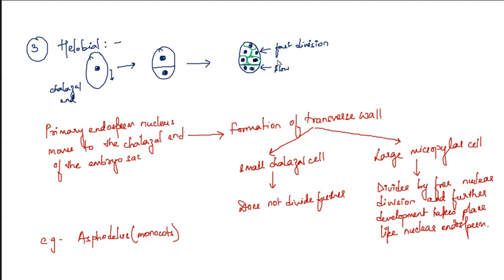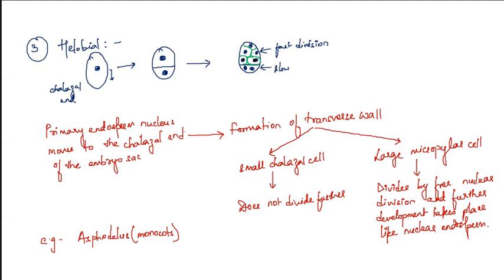So see the formation of transverse wall, there is a small chalazial end and the large micropylar end. Okay, the chalazial end will not divide further and the micropylar end will have free nuclear division. So nuclear division will be there in the micropylar end and then there will be the wall formation. So these are the different types of endosperm development.